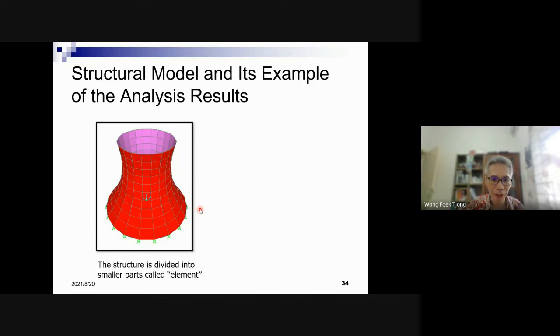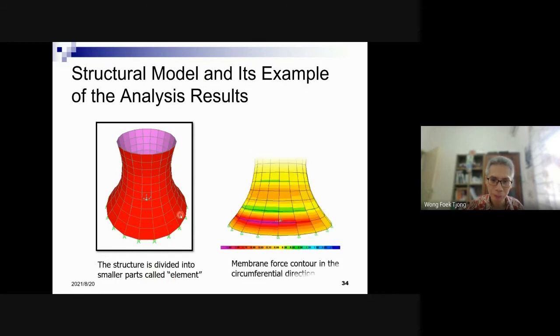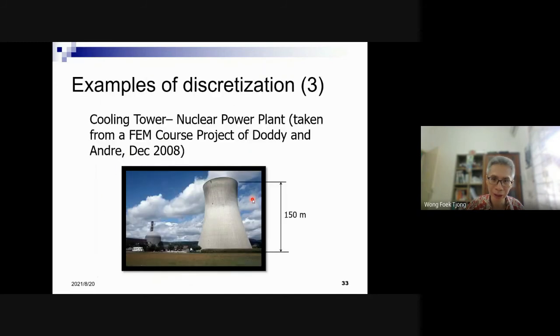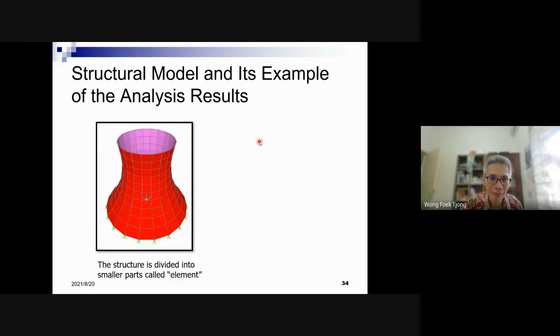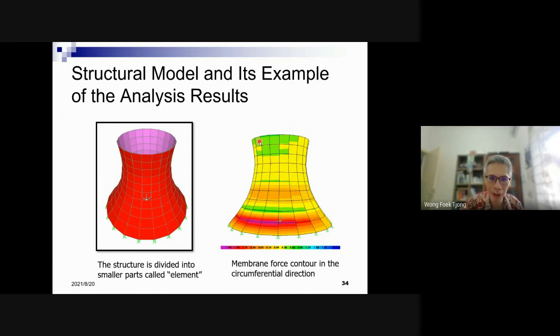This is called discretization because the structure is divided into smaller parts. These are called elements. And then after running the program, for example, here they use SAP2000. Who are they? They means Dodi and Andre. Who is Dodi? Dodi was at the time my student, but now is my colleague. Pak Dodi, in 2008, still my student in the finite element class as well. And then this is the result.